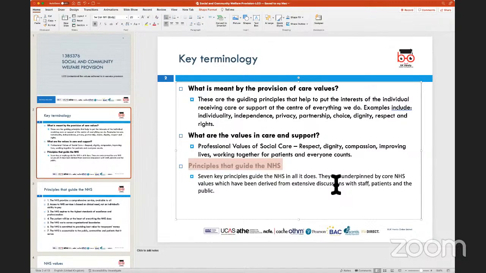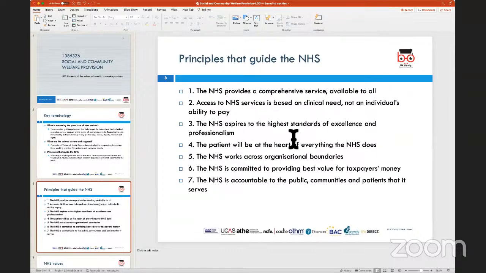NHS services are provided free of cost, except in a limited number of circumstances wherein there are sanctions introduced by Parliament. But NHS services to every member of the public residing in the UK are absolutely free. Then the third principle is that the NHS aspires to have the highest standards of excellence. These are the seven principles that I've written down.